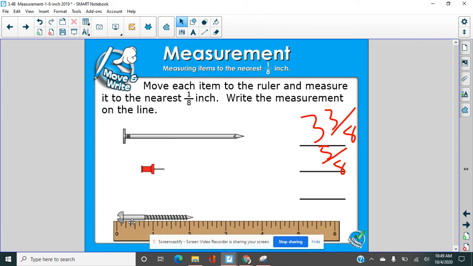Okay, last one. I'm going to put it on here correctly, but then you are going to tell me the measurement. I'm going to actually move it down so that you can see even better. All right, how long is that screw? You should have said 2 1/8.